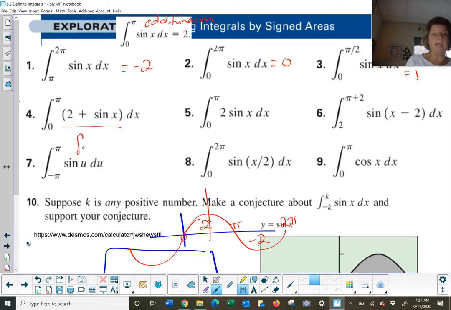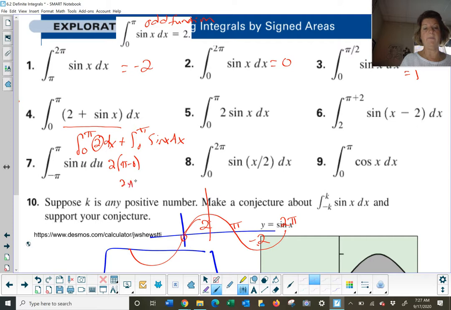What happens on this one? Well, this would be like saying I've got the integral from 0 to pi of 2 dx plus the integral from 0 to pi of sine x dx. This is a constant. It has a height of 2 and a width of 0 to pi. So I would calculate this out as 2 times pi minus 0. So we're getting 2 pi for area there, plus this one was already defined for us. It was 2, so I'm plussing 2. Looks like I have 2 pi plus 2.